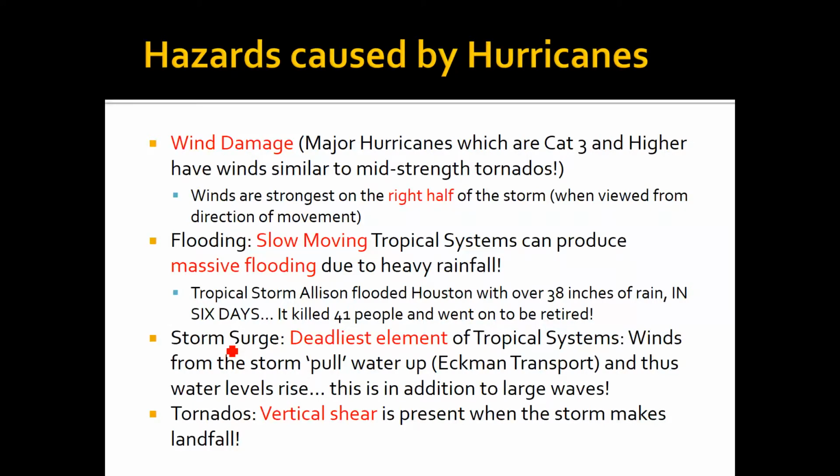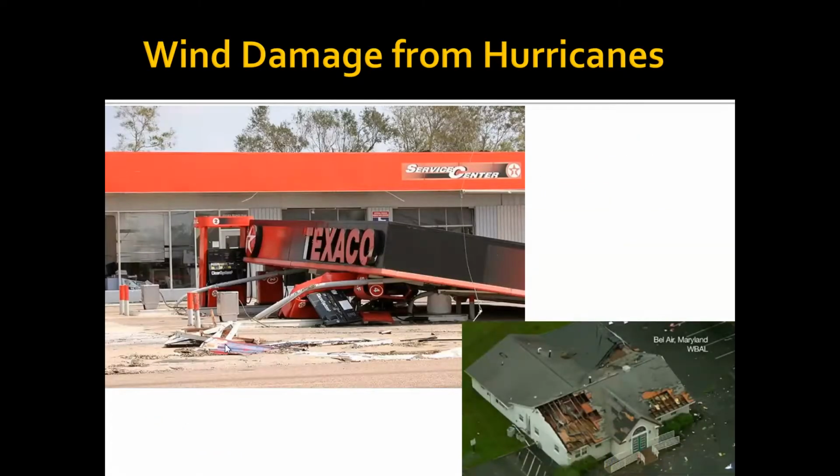And then finally, tornadoes. Believe it or not, tornadoes can actually form inside hurricanes. So let's talk about this. So first off, wind damage. This is just an example of just some wind damage caused by hurricanes.